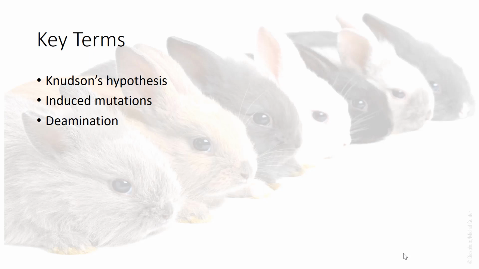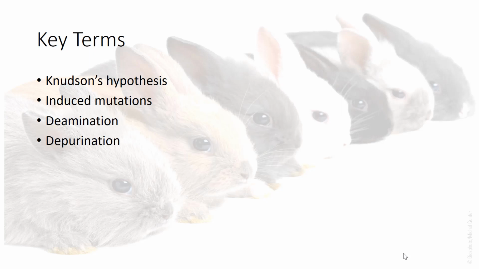base, and that appears very rarely. Sorry, I lost it here. And so the deamination. Hypoxanthine is the base that is caused when you remove this portion of adenine.